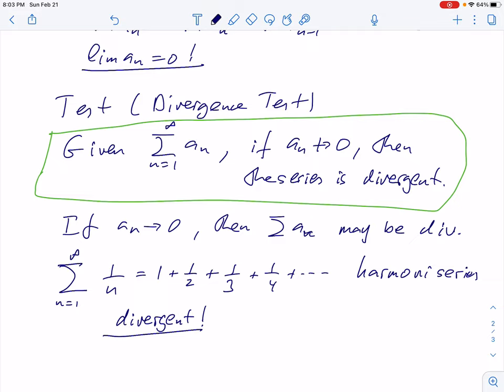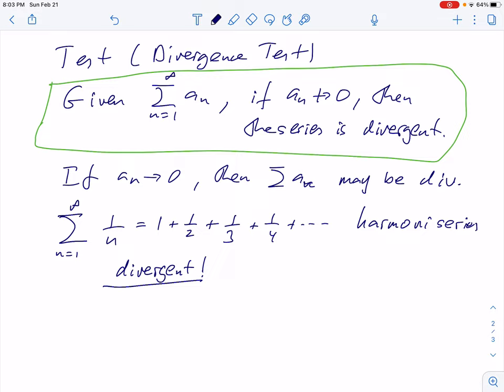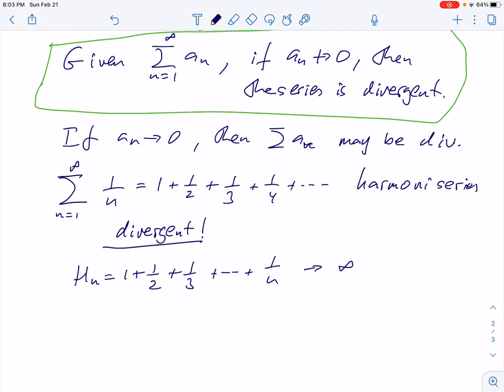The sequence of partial sums does not converge. The partial sums here are called harmonic numbers. These are the partial sums: 1 plus 1/2 plus 1/3 plus 1/8. And the harmonic numbers, this sequence grows to infinity, does not converge at all. But the general term of the series, 1/n, approaches 0. So we see, if the general term approaches 0, it doesn't mean the series is convergent.